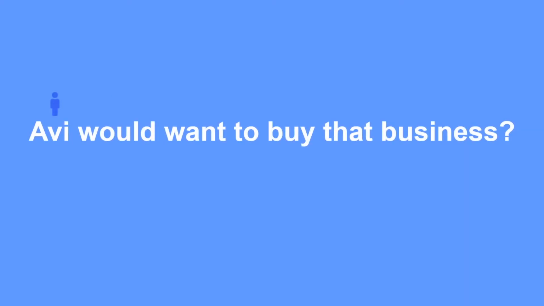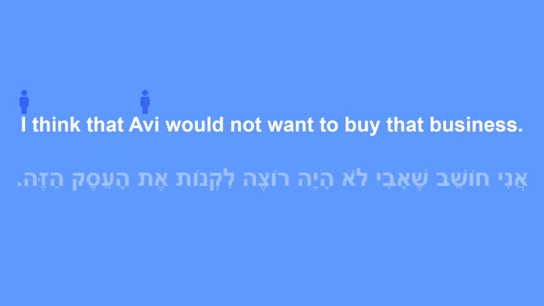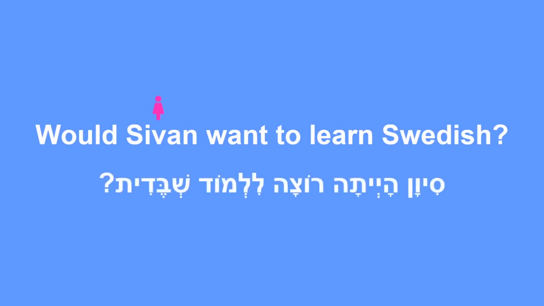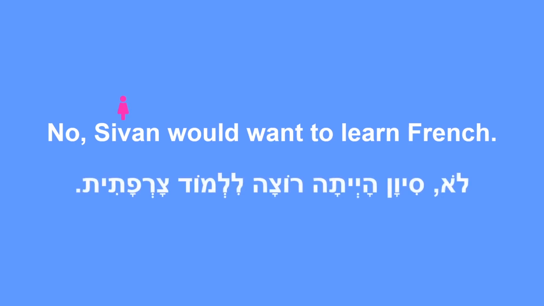Would אבי want to buy that business? אבי היה רוצה לקנות את העסק הזה? I think that Avi would not want to buy that business. אני חושב שאבי לא היה רוצה לקנות את העסק הזה. Would Sivan want to learn Swedish? סיוון הייתה רוצה ללמוד שוודית. No, סיוון would want to learn French. לא, סיוון הייתה רוצה ללמוד צרפתית.